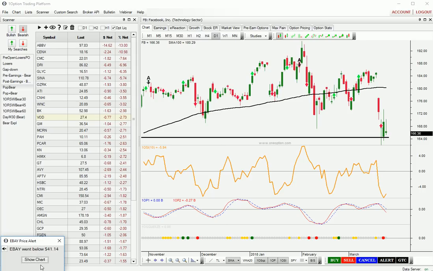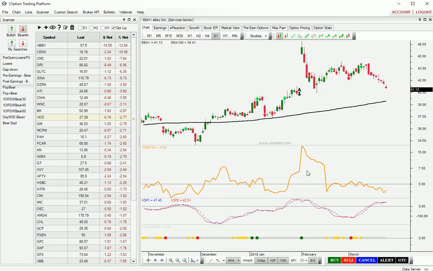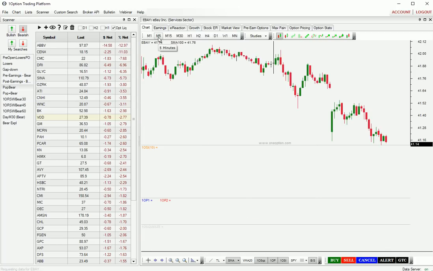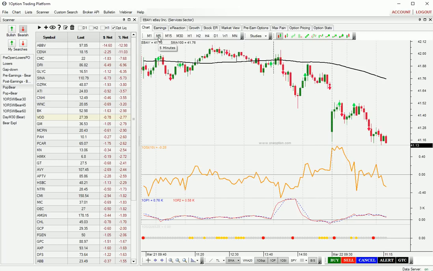if it breaks below that, I might be interested, but I think that even with the big decline, and there's an alert right there, eBay went below 41.14, so all I have to do is click on it, and there's the chart, and then I can look at it. That's how the alerts work. They'll take you right to the stock. So I would try a little short in here on eBay.